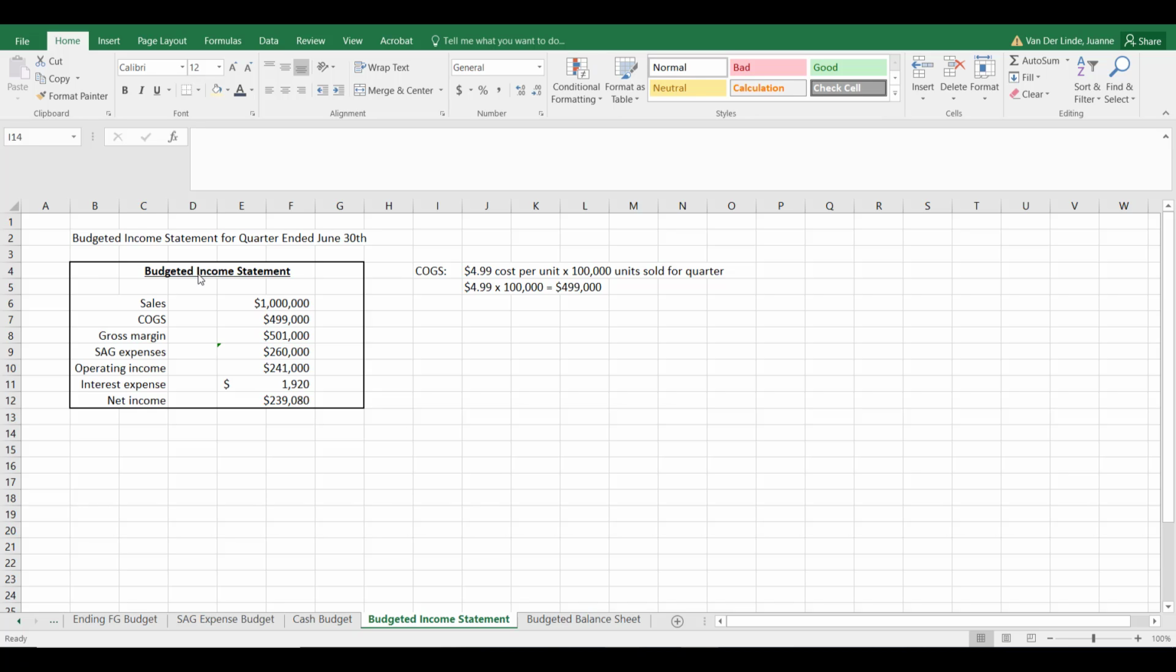Now we're going to take a look at the budgeted income statement for the quarter ended June 30th. So the sales in dollars that we see here on the income statement for the quarter is the total sales for the quarter for all 3 months. And where are we getting that from?